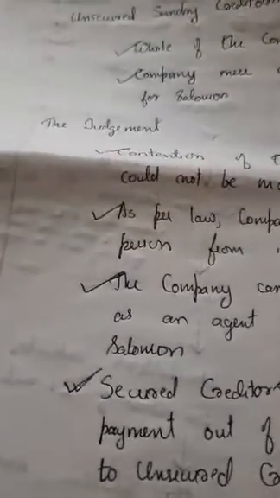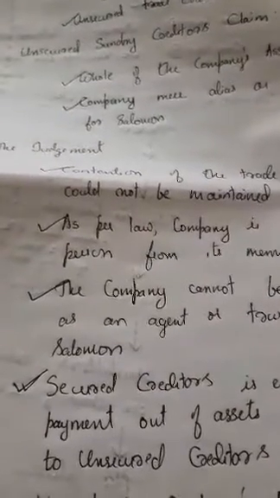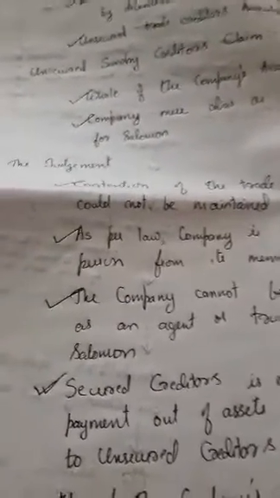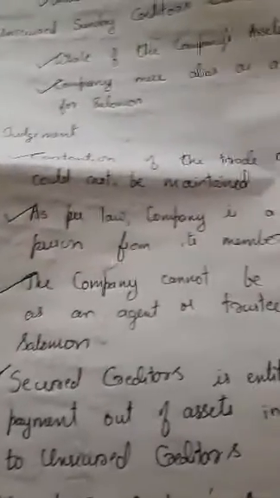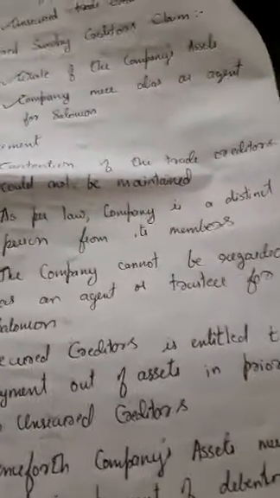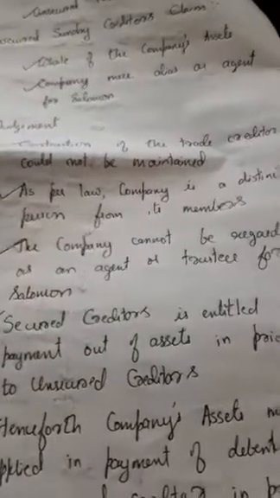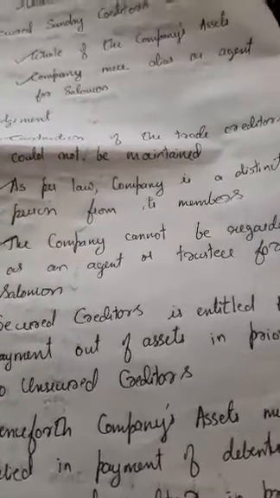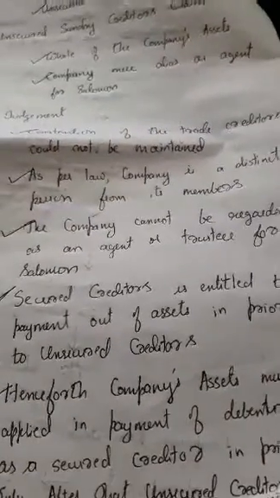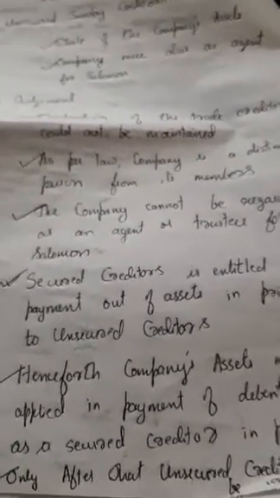In the previous video, I made some misspellings while reading out that judgment. The judgment with regard to Solomon versus Solomon Company Limited is the continuation of the trade creditor could not be maintained. As per law, the company is a distinct person from its members. The company cannot be regarded as an agent or trustee for Solomon.